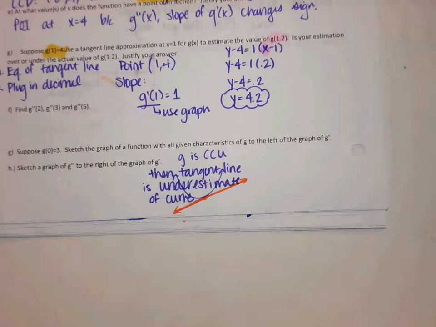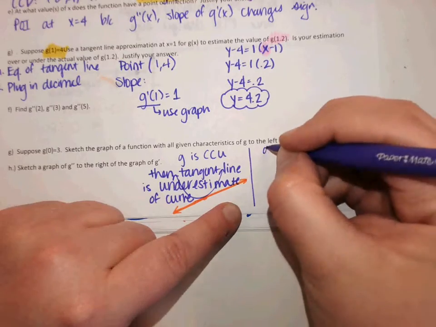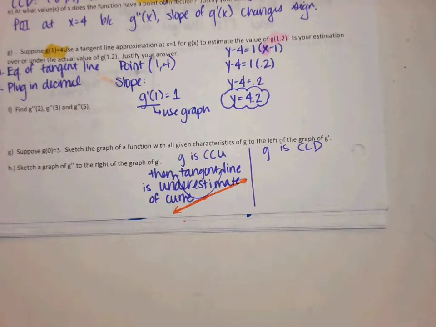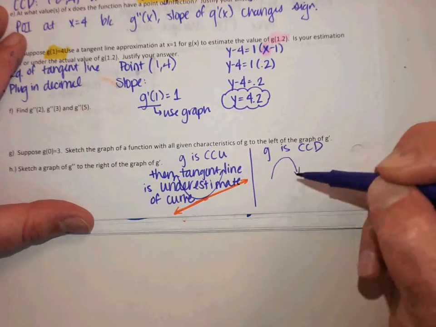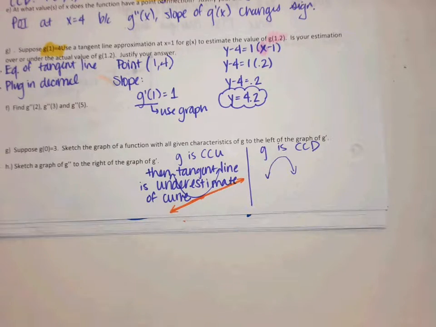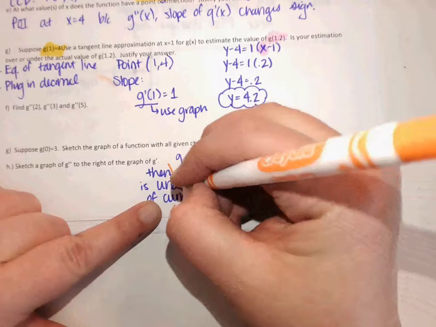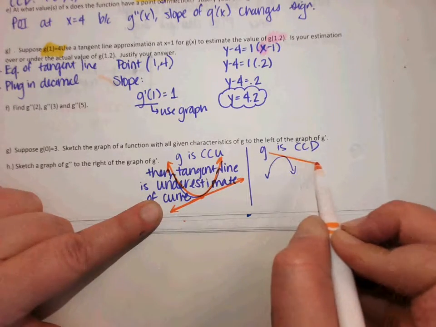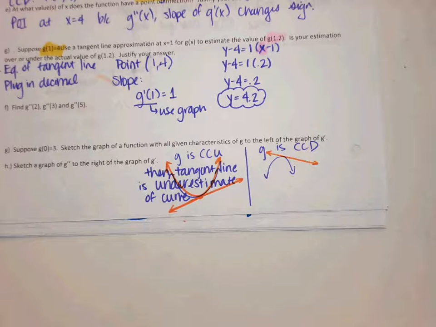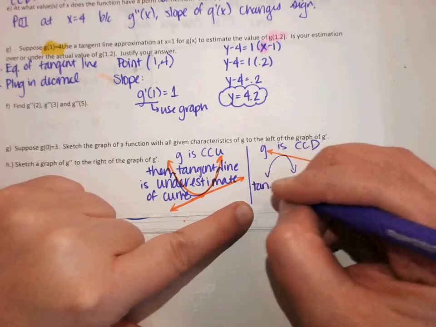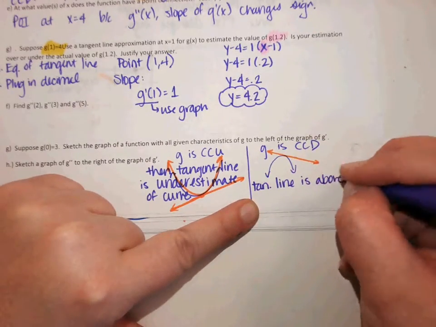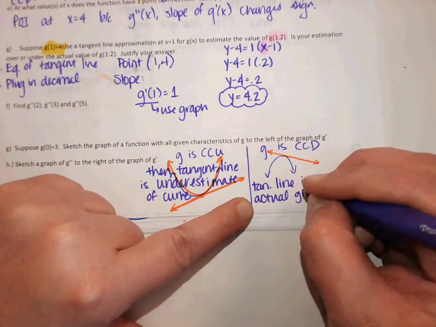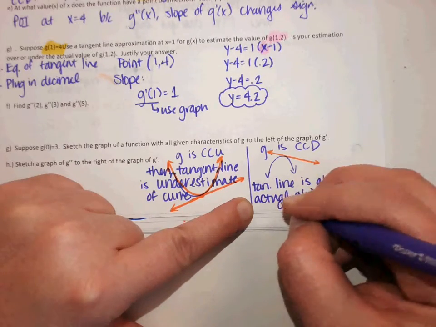Okay, now let's flip it and say our graph is concave down. So let's say that G is CCD, concave down. Draw a little concave down graph. Then draw a little tangent line on it wherever you want. And no matter where you draw your tangent line, what should you notice about it compared to where the graph is? Say I put it on this side this time. Where's my tangent line? It's above. So a tangent line on a concave down graph is an overestimate because my tangent line cuts above where the graph is. So I would put tan line is above actual g of x graph. So it's an overestimate.